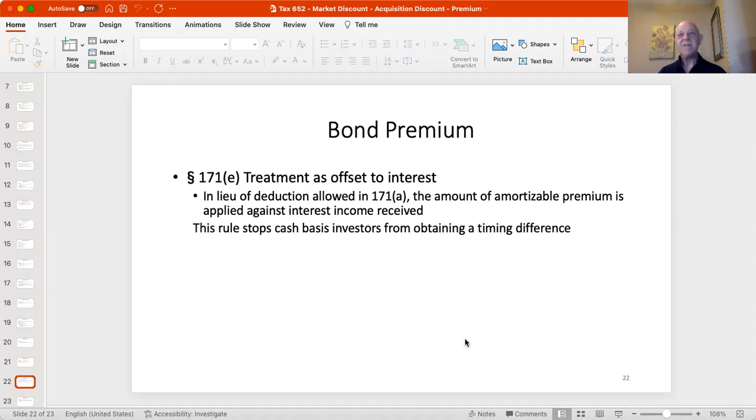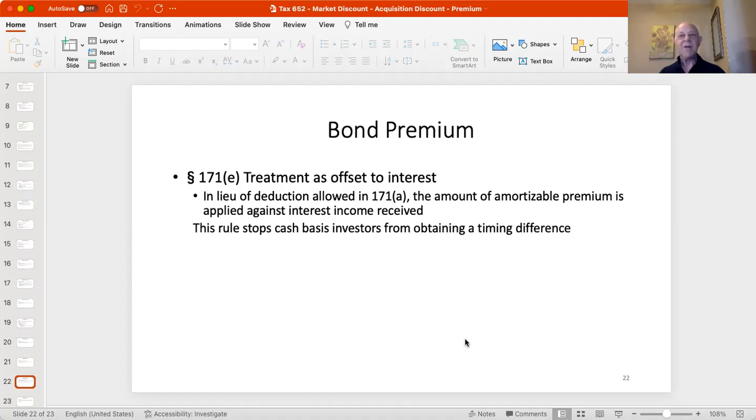And the reason they did that is, let's assume that the bond pays interest semi-annually, on April 1st and October 1st. And I'm a cash basis taxpayer and I buy the bond in November. If I just buy the bond and it has a premium and I buy it in November, I'm going to amortize that premium for November and December. And if it was just 171(a), I would get a deduction for 2 months of the amortization.